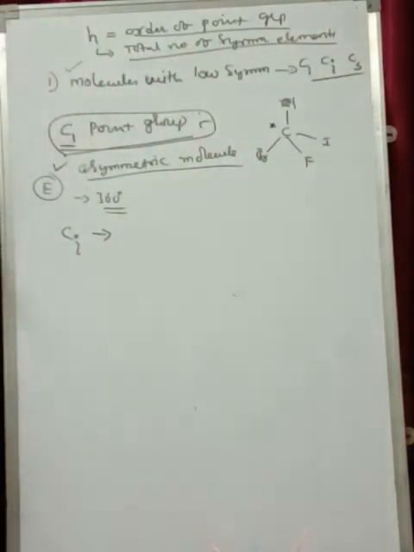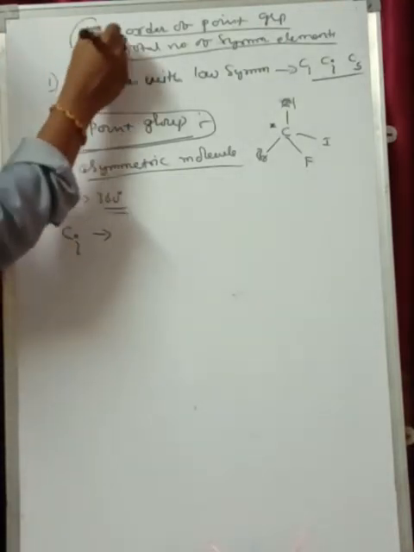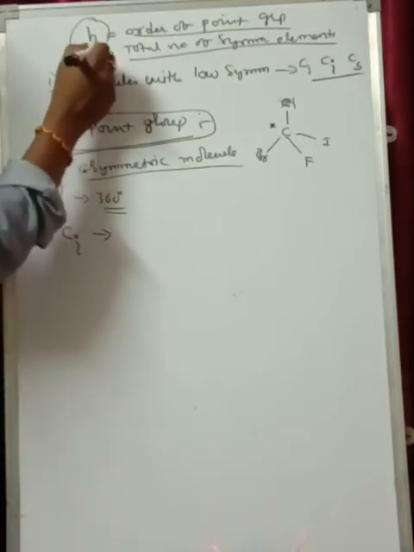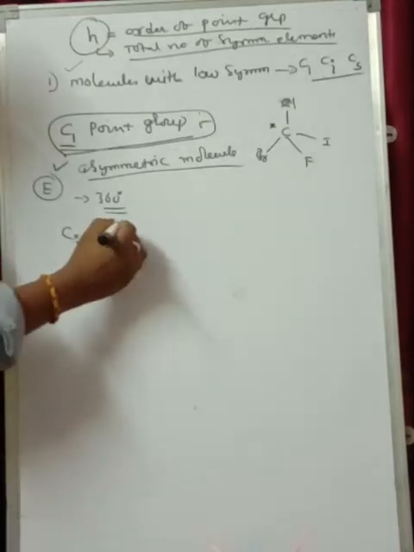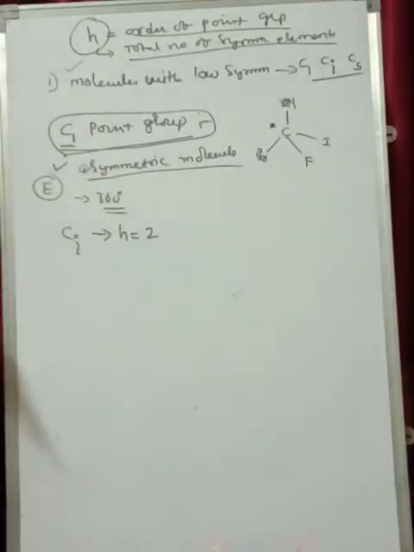The order h will tell you about the total number of symmetry elements present in that particular molecule. So every point group is given with an order h, and that order h will tell you about the total number of symmetry elements present in it. For example, take the Ci point group. The order of this point group is given as 2. h is equal to 2.